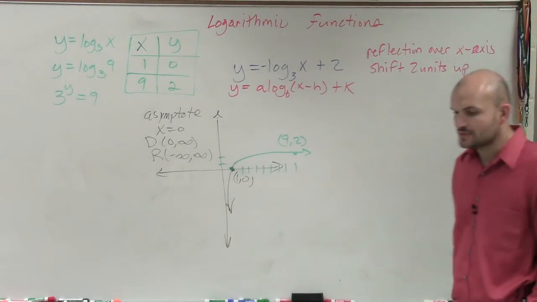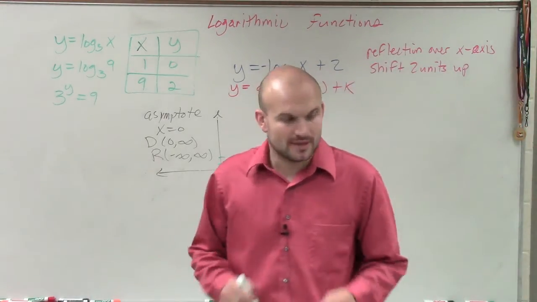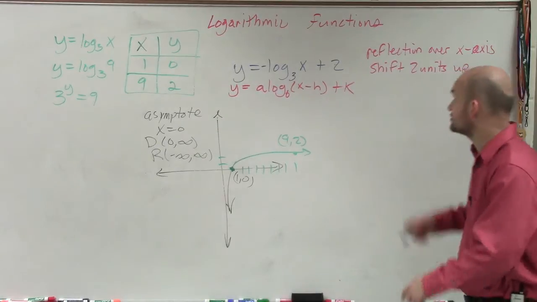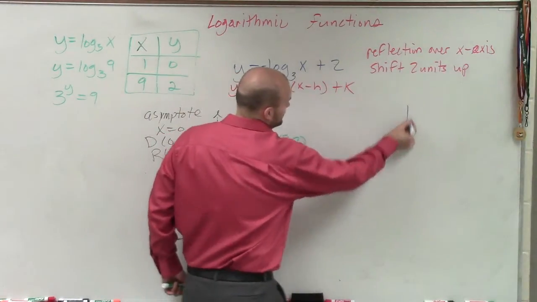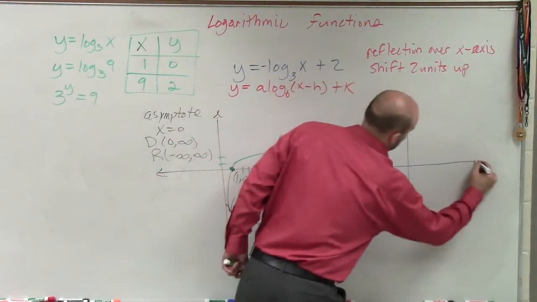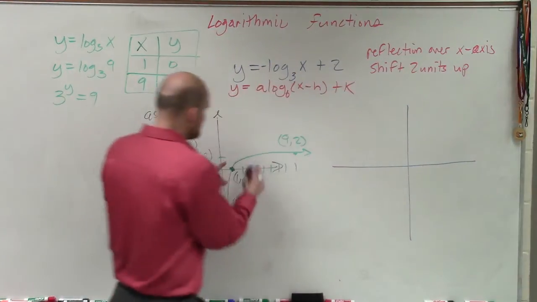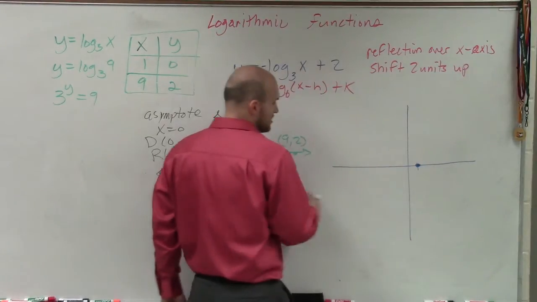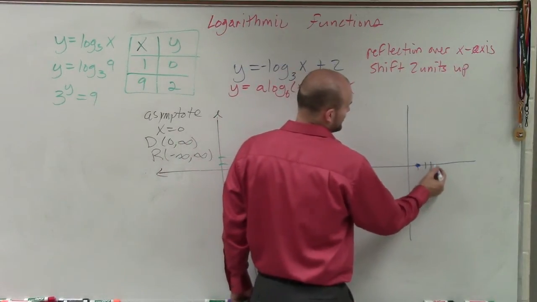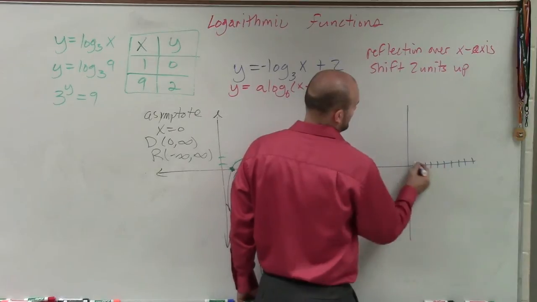OK. So now what I want to do is go back through the reflection. So we said we have a reflection over the x-axis. So let's graph what it's going to look like. So right now, I have 2 coordinate points. I have a coordinate point at 1, 0. And I have a coordinate point at 9, 2.